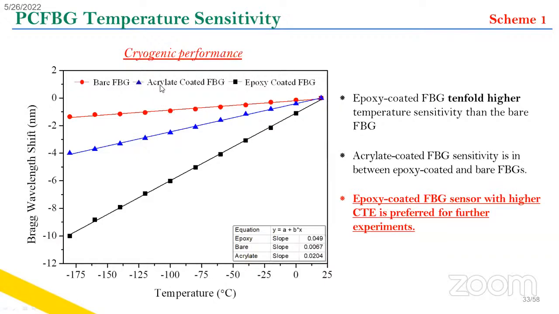So in order to overcome that, we coated the FPG with acrylate and also epoxy. Here you can see the sensor sensitivity is very good for the temperature. It can monitor almost 10 times more sensitively than the bare FPG with the epoxy coating. Acrylate shows a better performance. However, the epoxy coated one shows really good performance at the negative temperature. Here you can see the scale is almost minus 200 degrees Celsius we are sensing. So we use the epoxy coated FPG sensor for our experiments.